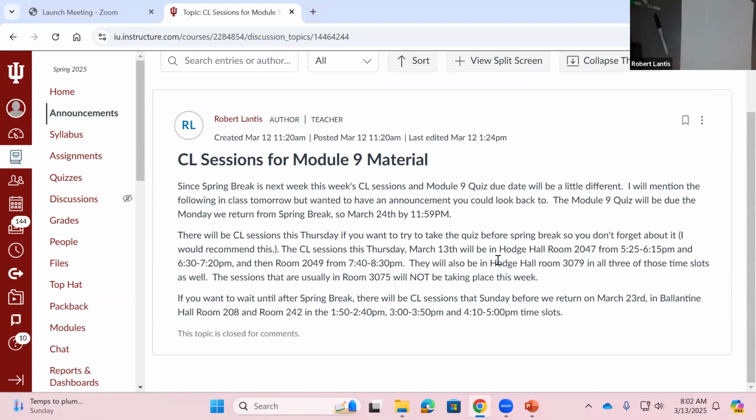The Sunday CL sessions will be the Sunday that we return from spring break. So I think it's the 23rd? Yeah, the 23rd. Same kind of thing: instead of all 3 locations, there's only going to be 2 locations at those time slots that Sunday right before we return from spring break as well. Okay. So I think that should be all the logistical stuff before we jump into material. Any questions for me before we get started here?